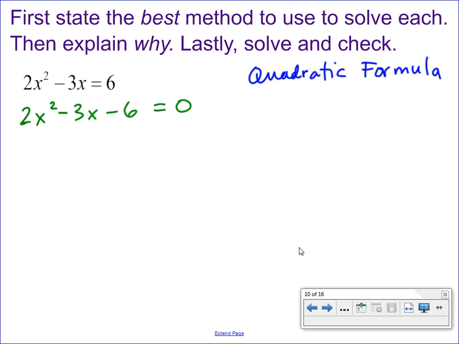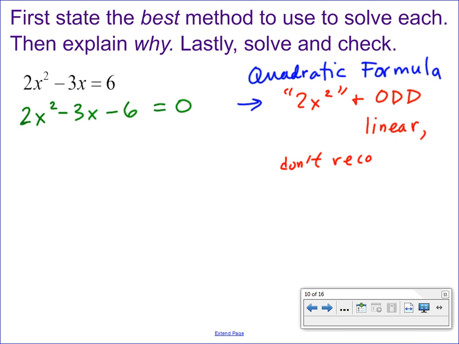So the quadratic formula. And why am I going to use the quadratic formula? Because I've got a 2x squared instead of a 1x squared, and then an odd linear term. So it'd be hard to complete the square. Also, I don't recognize the factors. All right, so the quadratic formula is a great way because it'll always work regardless of if I have a leading coefficient other than one or an odd linear term.